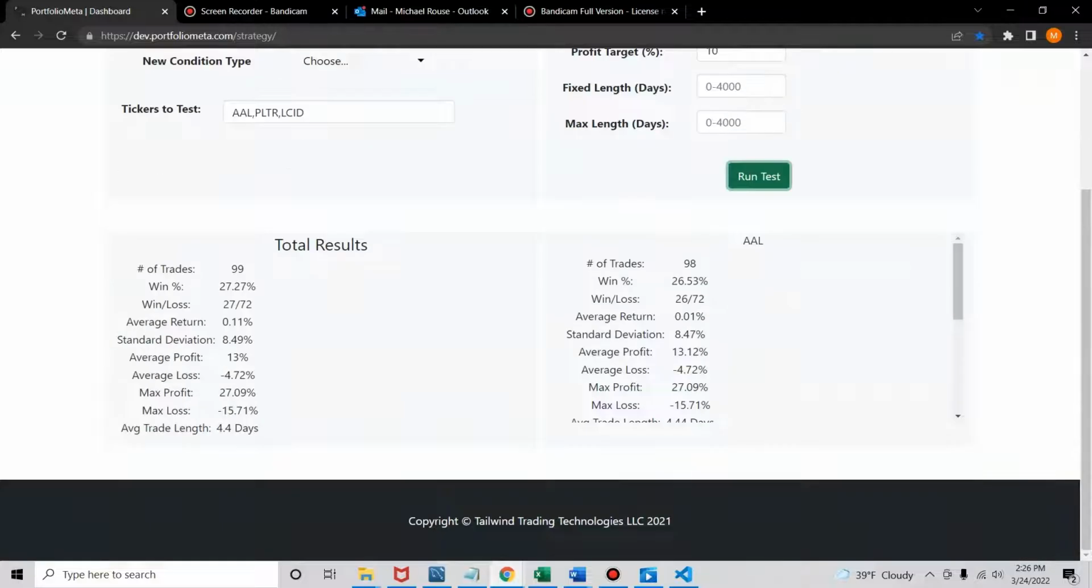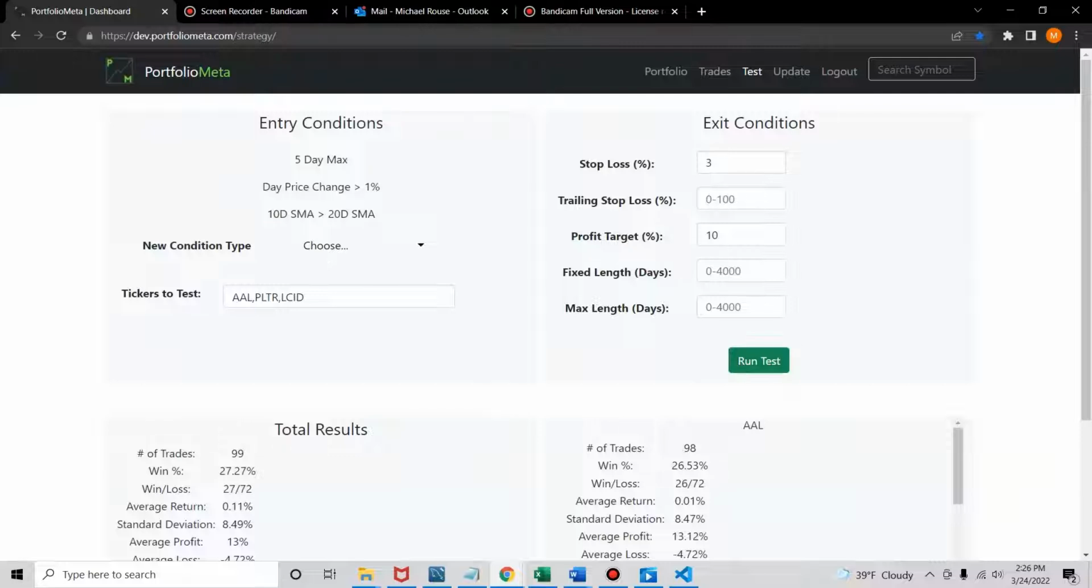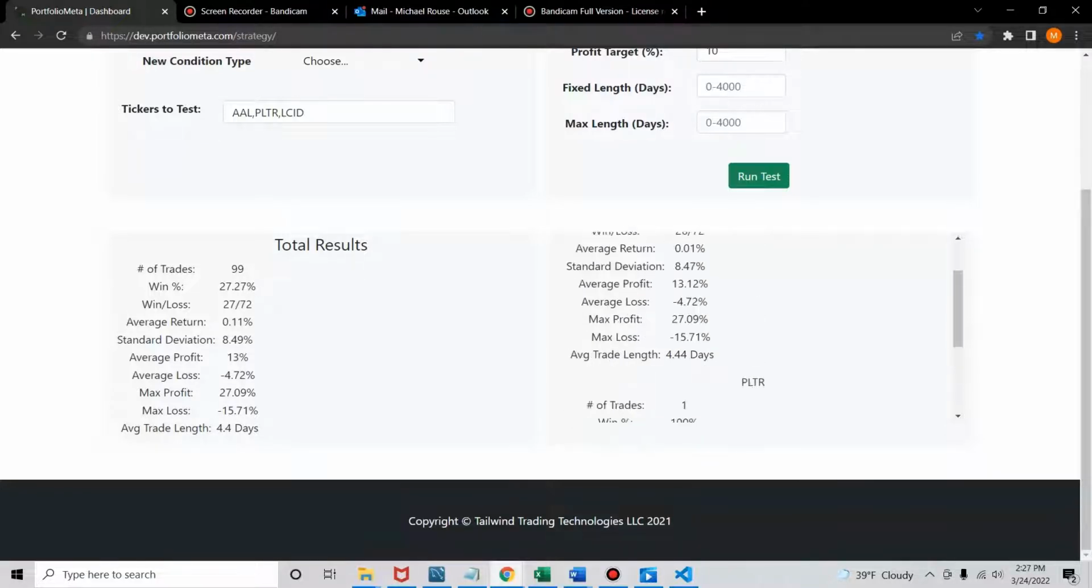And the total results display here. So we show a lot of different things, the number of trades. So basically all of these conditions have to be true in order to enter into trades, like buy the stock. And in the future, we'll add shorts and options and other cool things like that. But down here, we show the number of trades, the win percentage, win-loss ratio, the average return on each of those trades, the standard deviation, average profit. So how much profit was made when there was a profit, and how bad the losses were as well. And then max profit, max loss, as well as average trade length. And over here, it shows results per stock that you inputted.